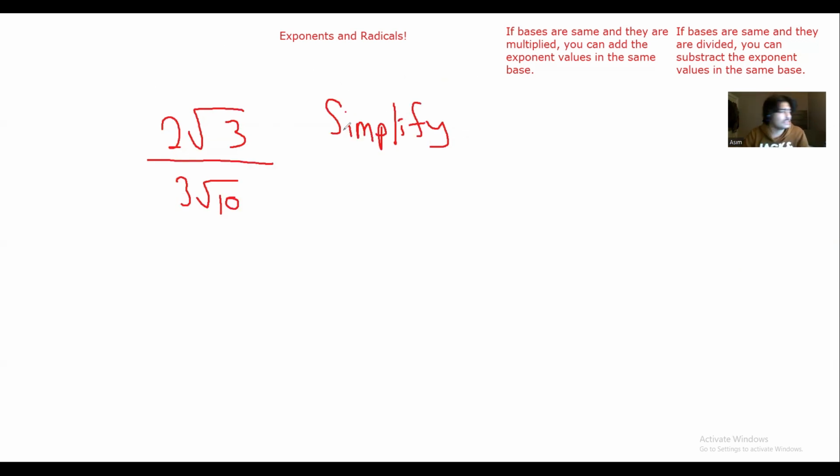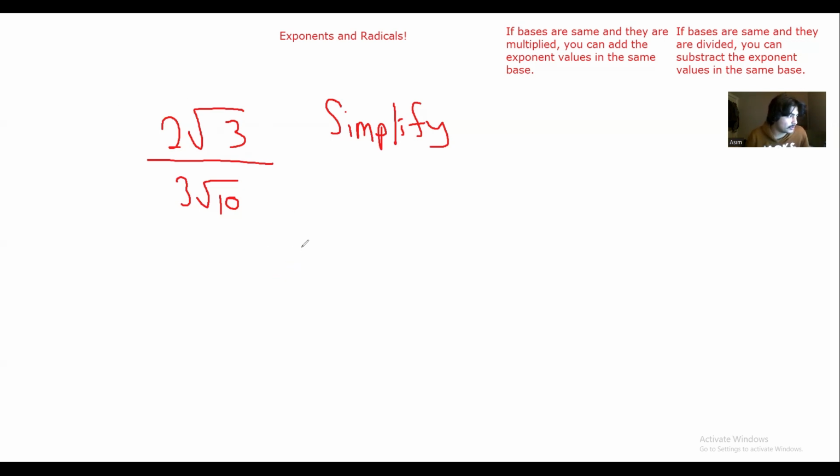So in this problem, let's say that we face something like this: 2 times radical 3 divided by 3 times radical 10. How are we supposed to simplify this? Basically, guys, we don't want to have any radicals under the fraction because it doesn't look nice, and it's usually harder for us to simplify. So what we have to do first is get rid of the radical sign down under the fraction, and after that, that will be a simplification of this fraction, or expression.